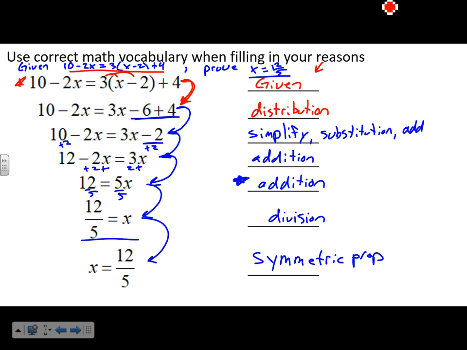So that is how you do a proof. You can have ones that are way easier than this, and you can have ones that are much, much harder than this. But this is the basic proof where you have all your steps, all your solving on the left, and all your reasons on the right. We'll do a lot of them like this where it's fill in the blank.